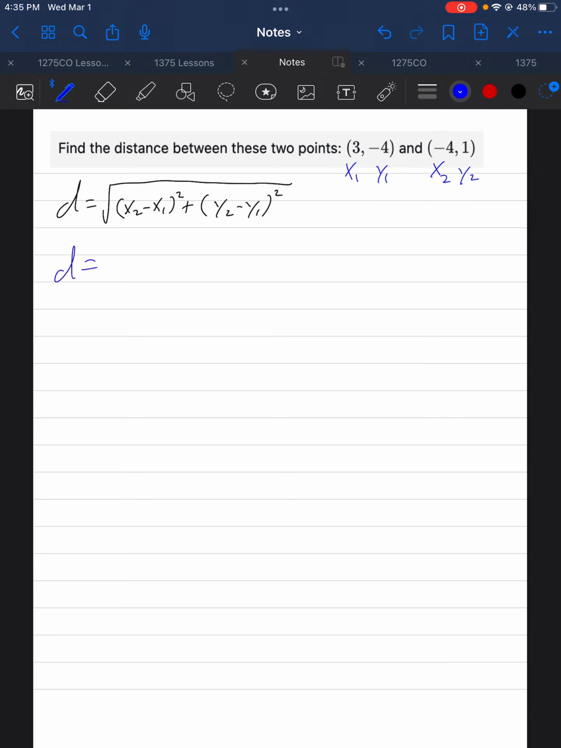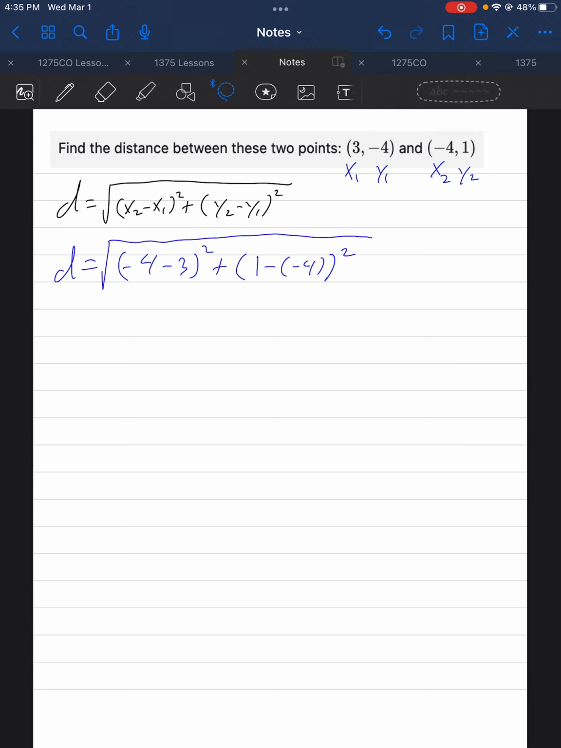So our distance formula, which I rewrote here, can read negative 4 minus 3 plus 1 minus negative 4. One thing I want to highlight here is take a note that we're subtracting a negative 4. So that's going to be minus a negative 4. There's 2 minus signs there. One from the formula and another one from this plug-in being a negative number.